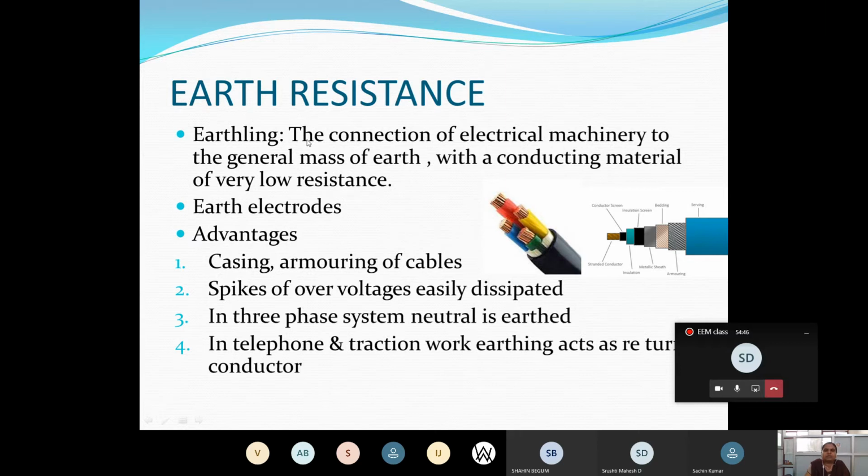Earthing is defined as the connection of electrical machinery to the general mass of earth. Means a small electrode or some electrode is buried in the ground. Buried in the ground means in a mass. Earth is a mass. We bury it in the ground with a conducting material of very low resistance. That's the earthing definition. What material are we going to use? It's an earth electrode. By using an earth electrode we carry out the operation of earthing.